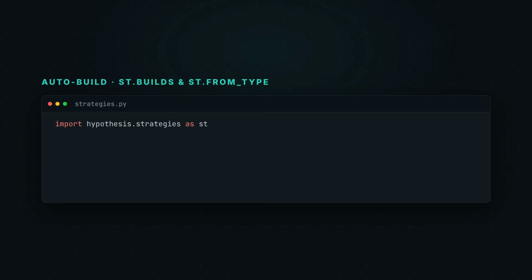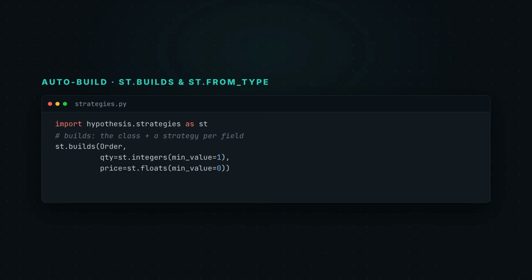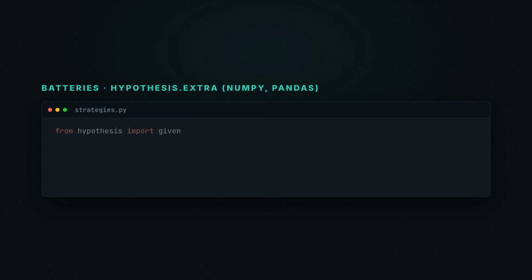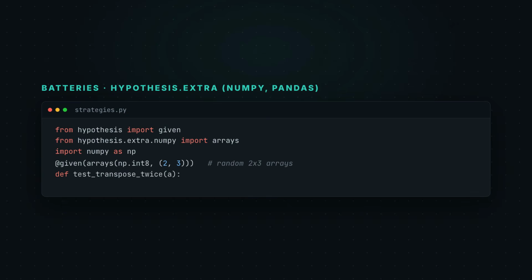Often you don't even need composite. Builds takes your class and a strategy per field, and constructs the objects for you. Hand it order, a quantity, and a price. And it's done. And from_type goes one better. Give it a type, and Hypothesis reads your type hints and infers a strategy automatically. For a well-typed codebase, that's almost free test data. And there's a whole extras package for the data world, testing numerical code.